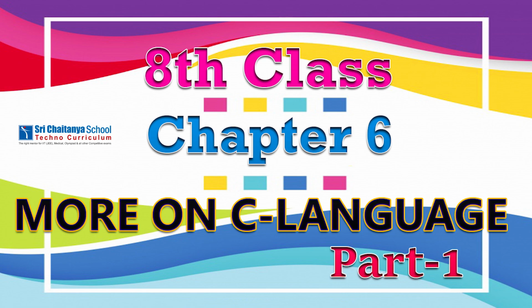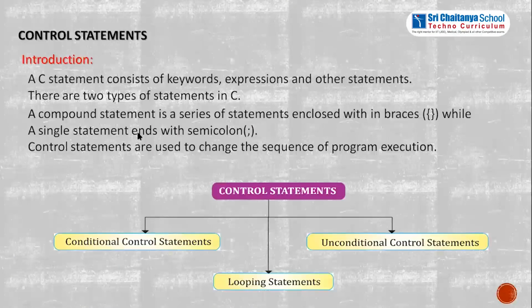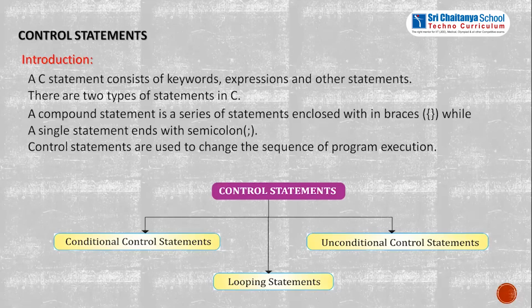So children, so far you have only learned about the input and the output functions in C language. Now, what are we going to do? We are going to learn about the statements in C language. That is, a C statement consists of keywords, expressions, and other statements. There are two types of statements in C language. One is a simple statement, and the second is compound statements. A simple statement or a single statement ends with a semicolon.